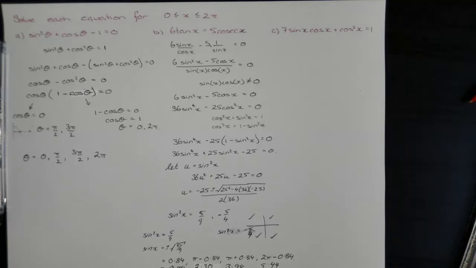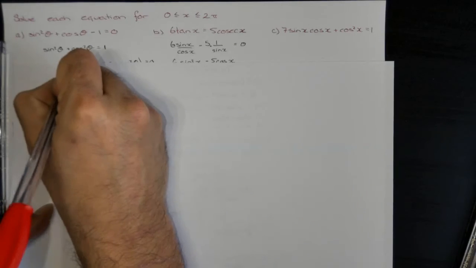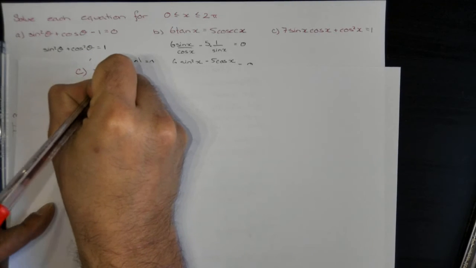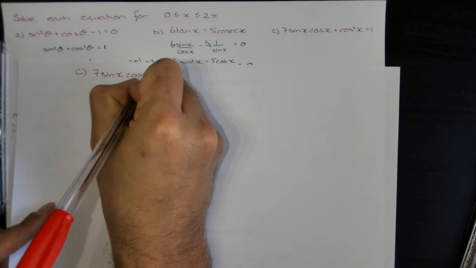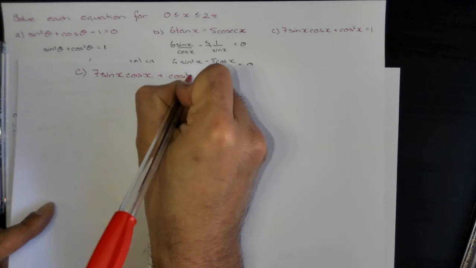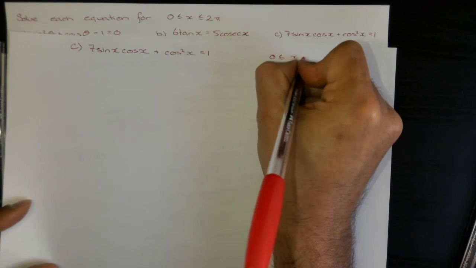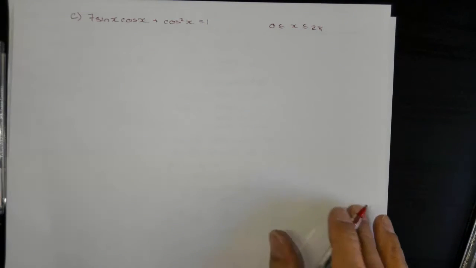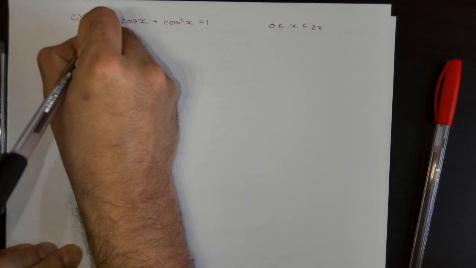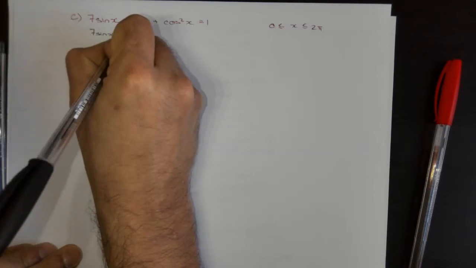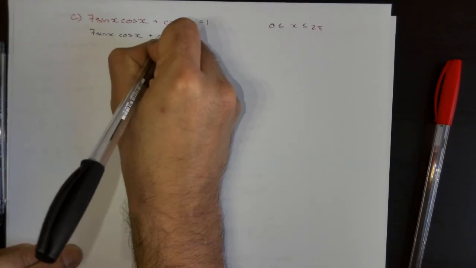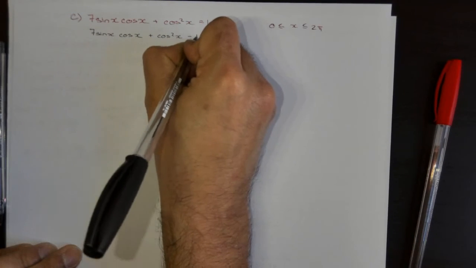I may start this on a different sheet. So I'm going to do 7 sine of x cos of x plus cos squared of x equals 1, and we're going to go from 0 through to 2 pi. Let's bring everything to one side. We get 7 sine of x cos of x plus cos squared of x minus 1 equals 0.